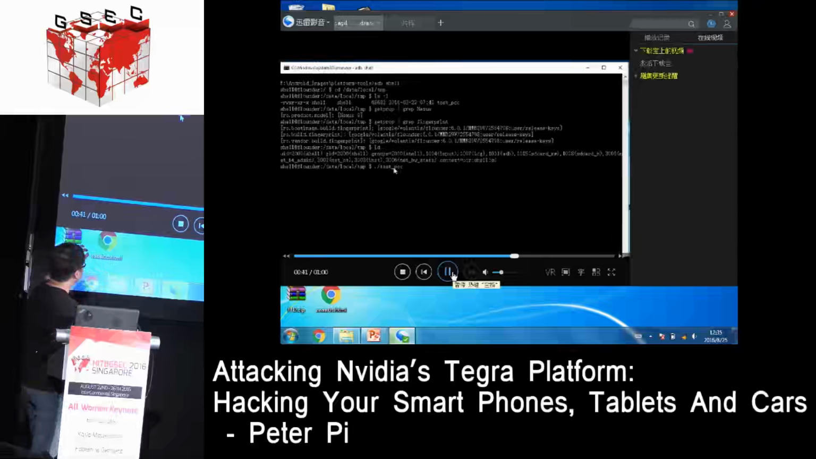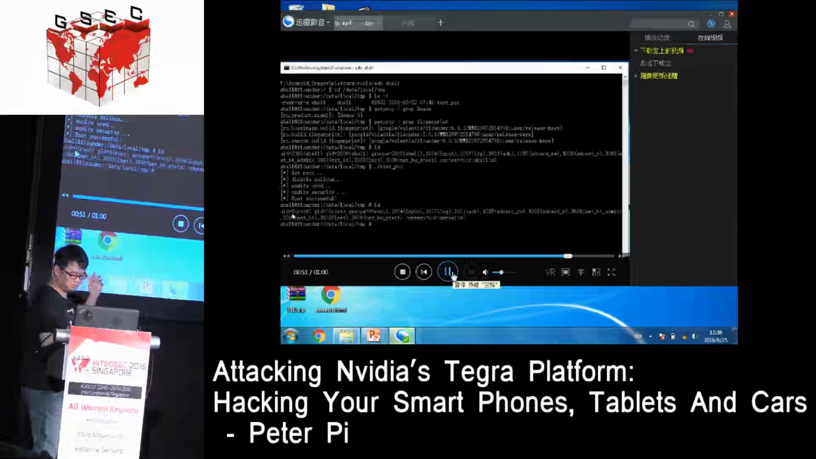Because it takes some time to spray the many threads. Root successful.